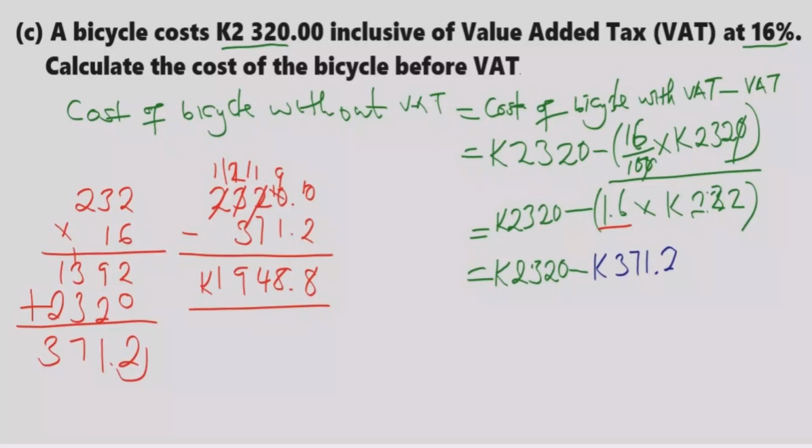So we can write here, we can say equal to 1948 kwacha 0.8. This is the answer. So if you have got questions, please you can ask in the comment section, but basically that's how you find the answer to this question.